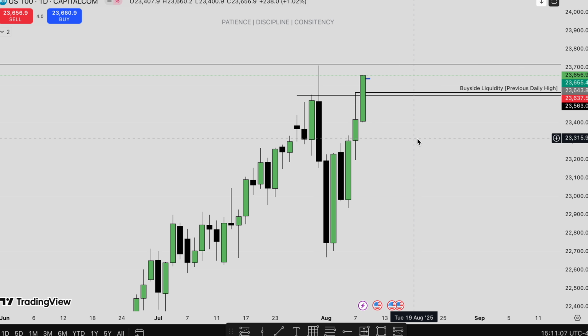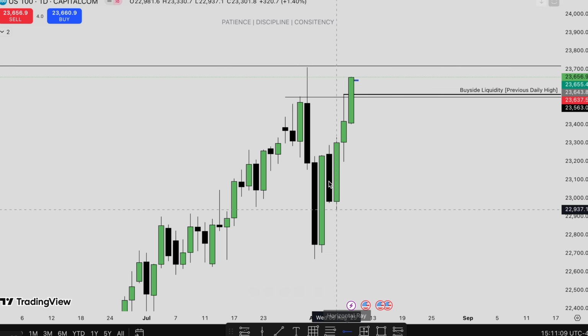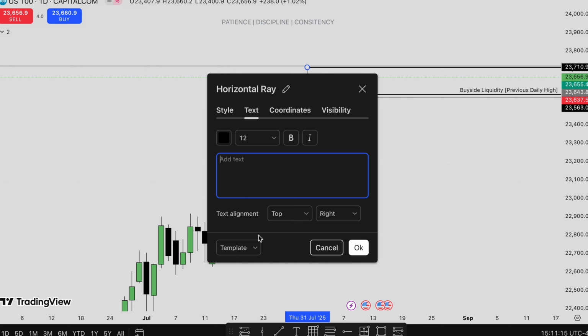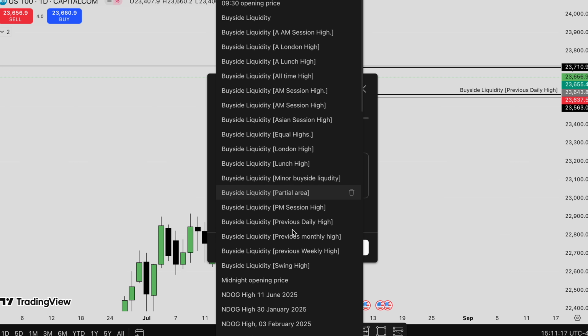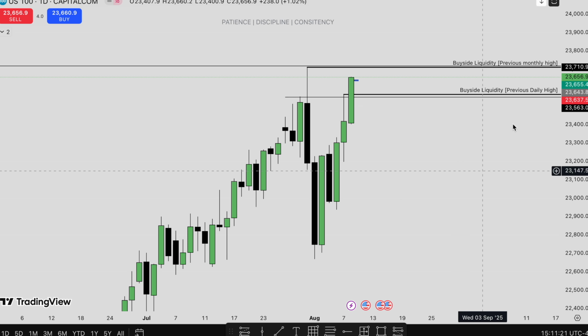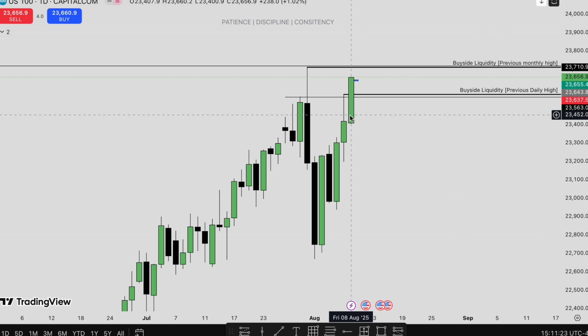All right, cool. So let me just mark my drawn liquidity. So this is actually the previous monthly high. Previous monthly high. There we go. But for Friday, my drawn liquidity was the previous daily high.